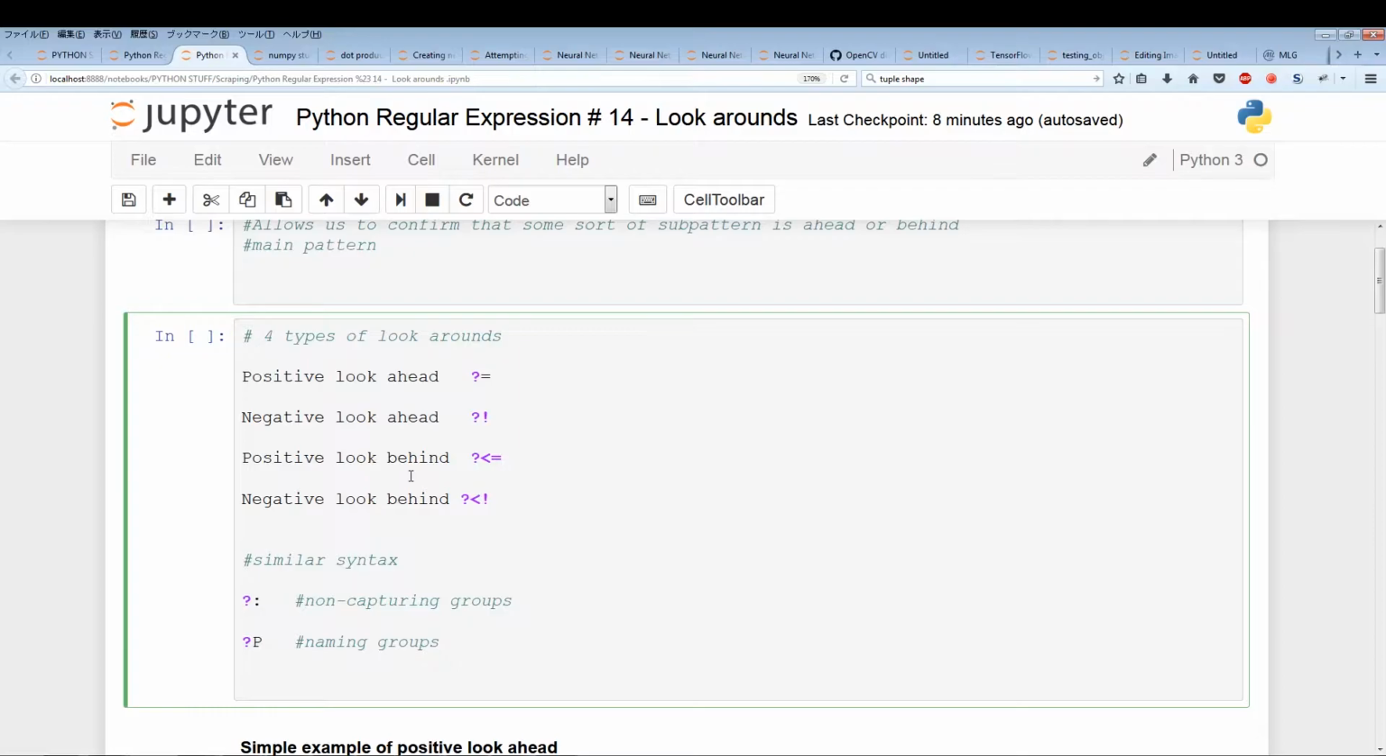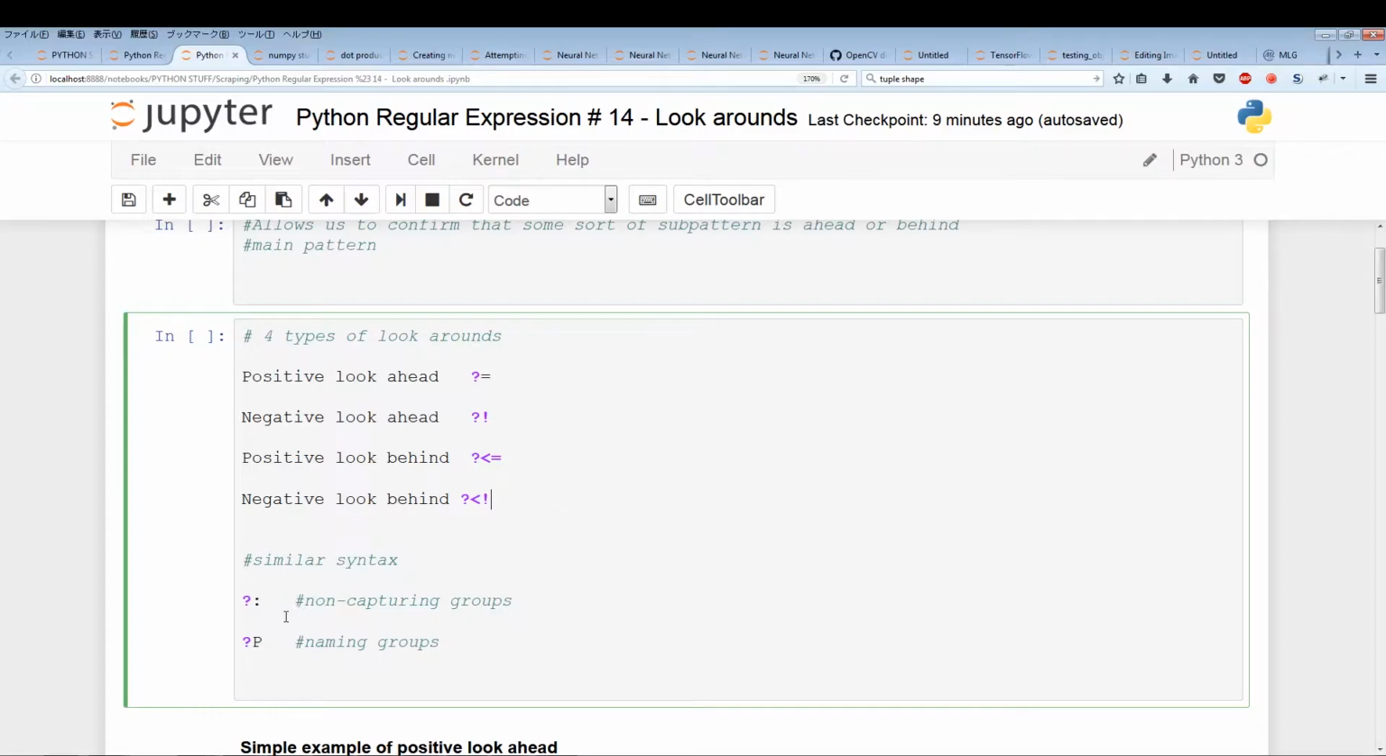Now if you want to do look behinds, all you do is add a less than sign, yes, this less than sign in between the two. Take the positive or negative and in between both you add a less than sign. So these are the four types of lookarounds.